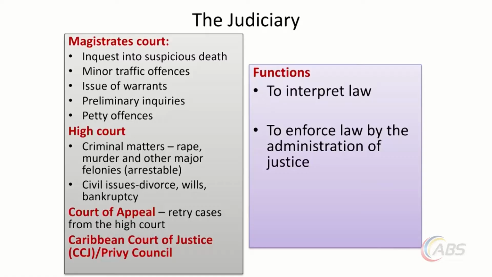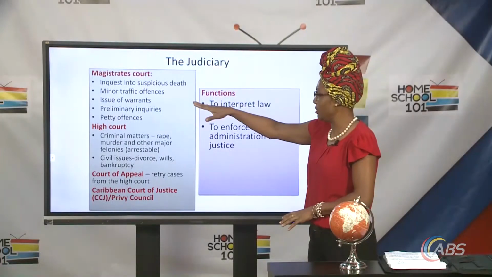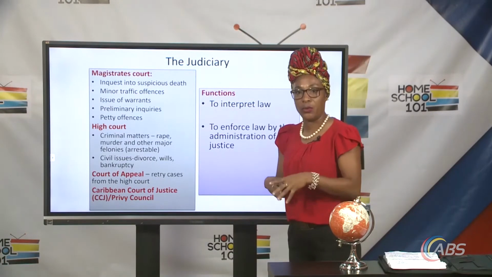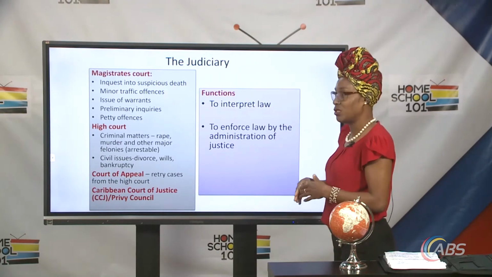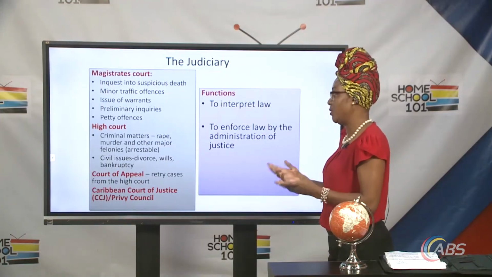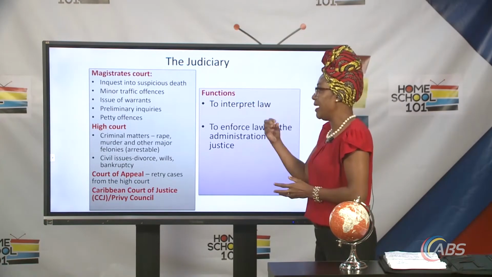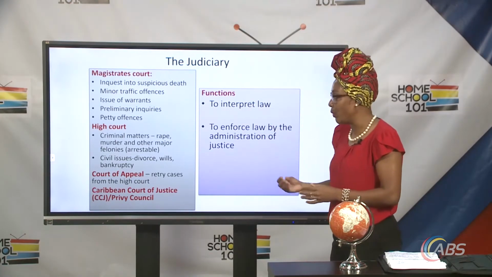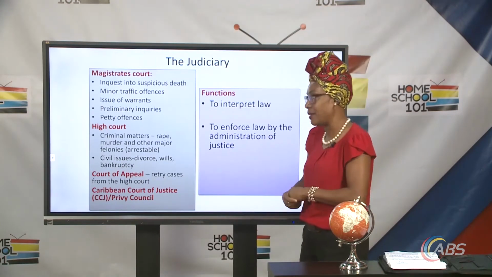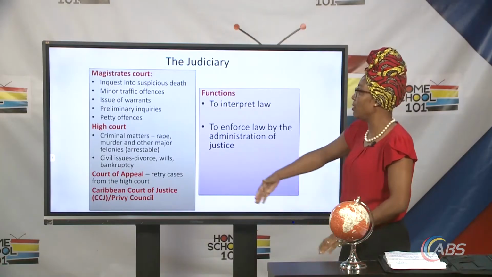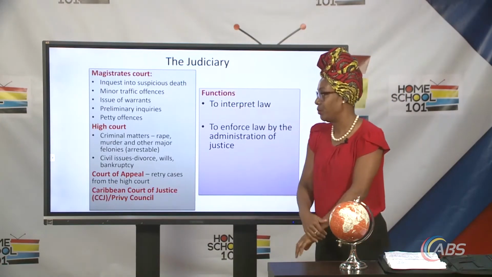All right. Now, students, this is the judiciary arm, and they are responsible for the magistrate court. And within the magistrate court, they'll be looking at things like inquest into suspicious death, if you die suspiciously, minor offenses, issuing of warrants, preliminary inquiries, and petty offenses. Okay, so these come under the arm of the magistrate court.